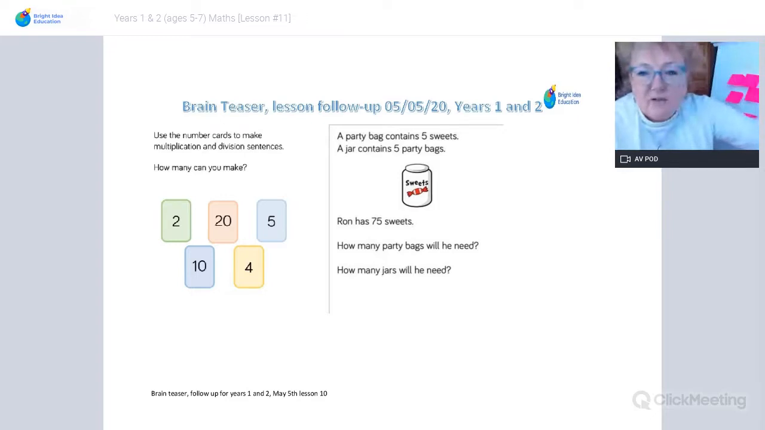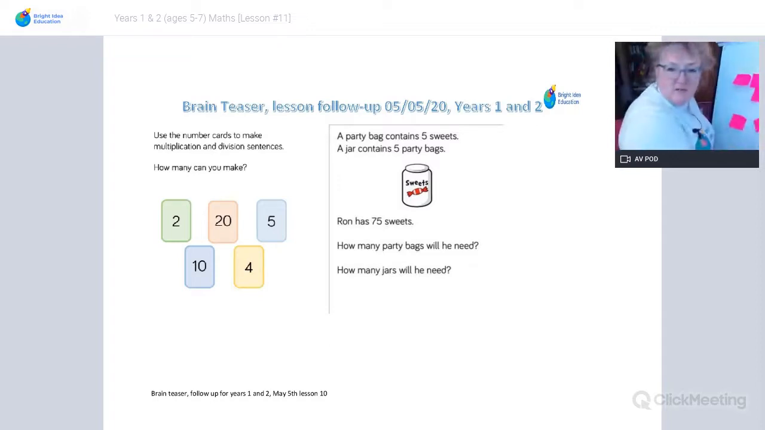Anybody? 4 times 5. Well, that's not a complete sentence. Thank you so much for that idea. Complete the sentence. So 10 shared by 2. I've got a complete sentence. So let me have a little look. 10 divided by 2 equals 5.